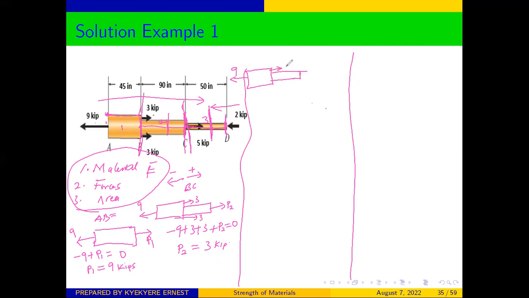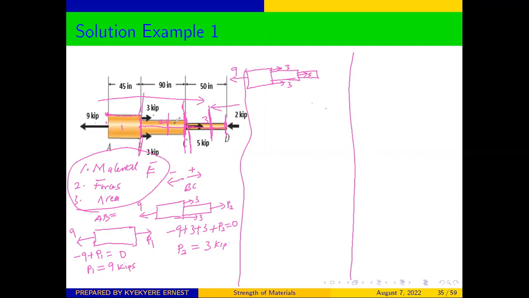Then we have a force of 3 at this side, a force of 3 at that side also. And then we have the new change, another change in diameter here. And there's a force there. Sorry for that. Let me draw it a bit bigger so that we can visualize. So we have a diameter here and another change in diameter at this side. And there is a force here, and that force is 5 kips.